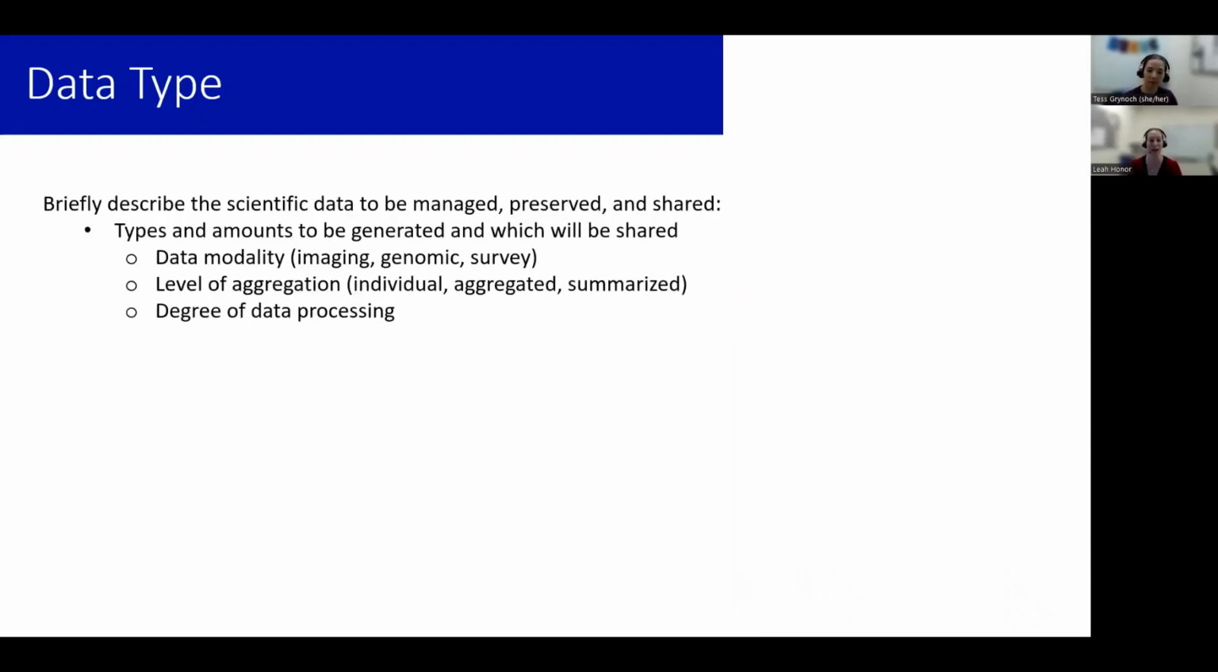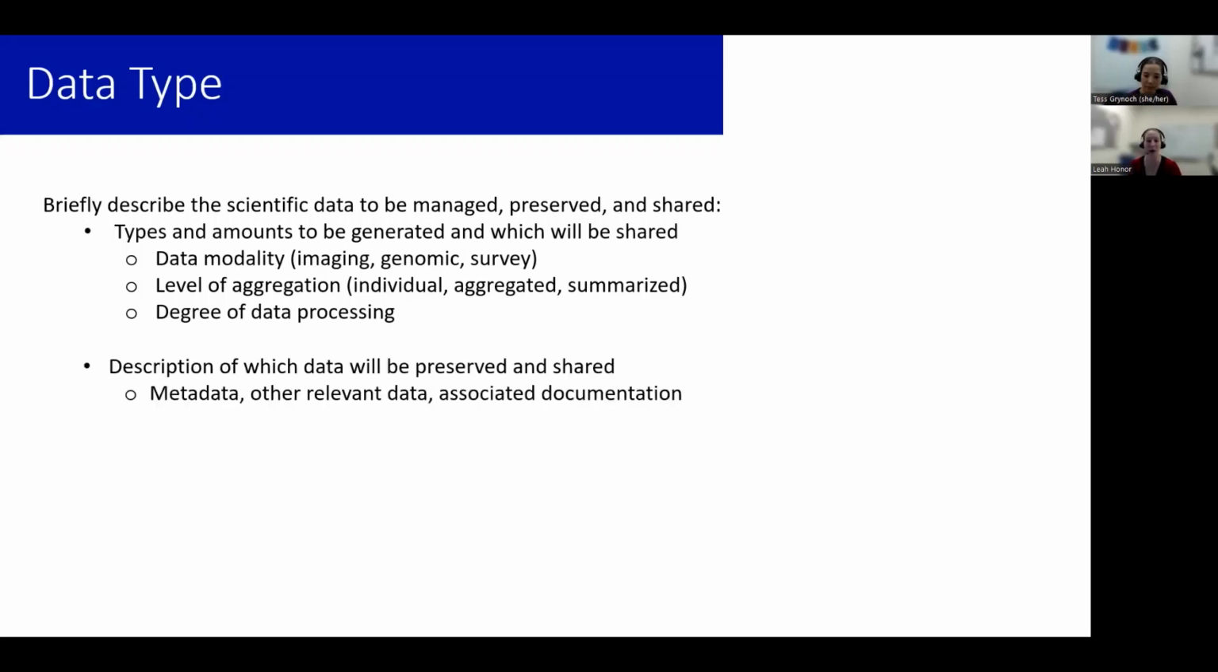And in the DMS plan, they want some details, such as the type and amount of data you're planning to collect. Is it fMRI data? List that. Genomic data? List that. Explain what the data will look like when you share it. Are you going to share individual results, aggregated results, and how processed will the data be? What data is going to be preserved and shared?